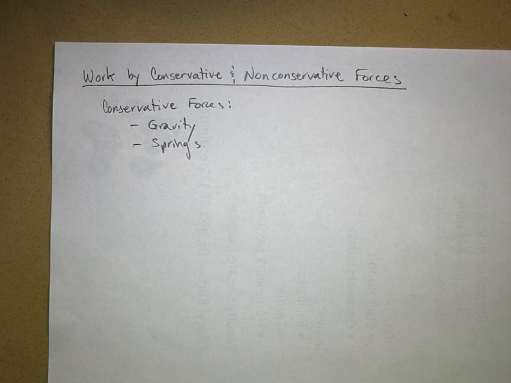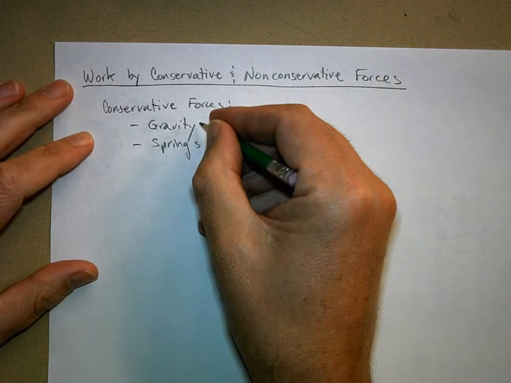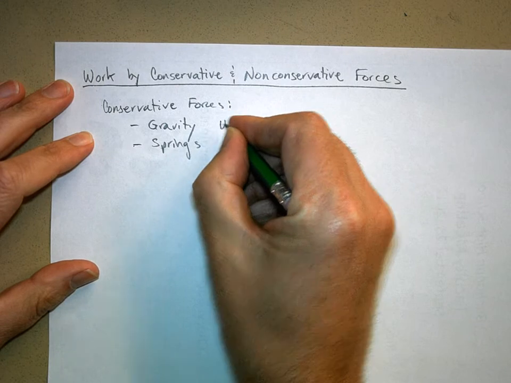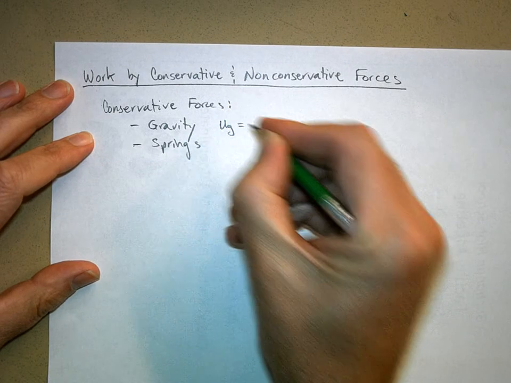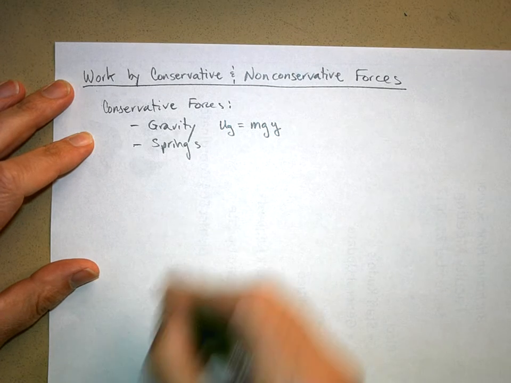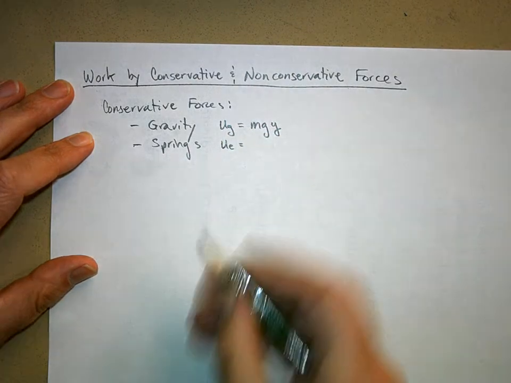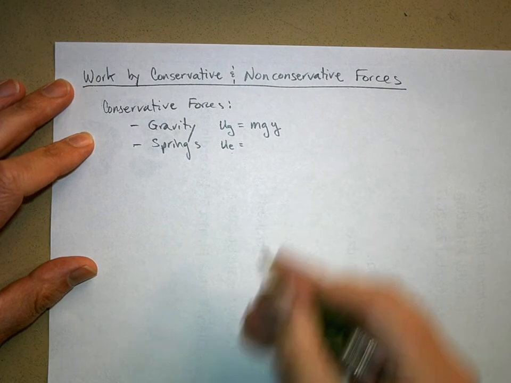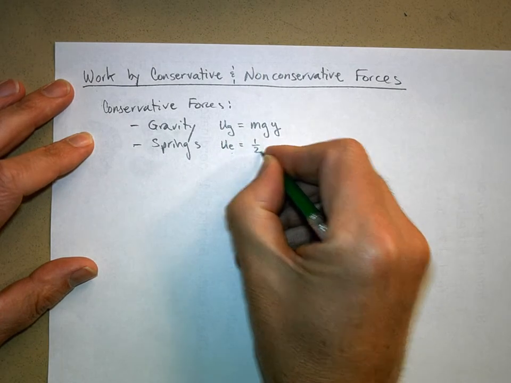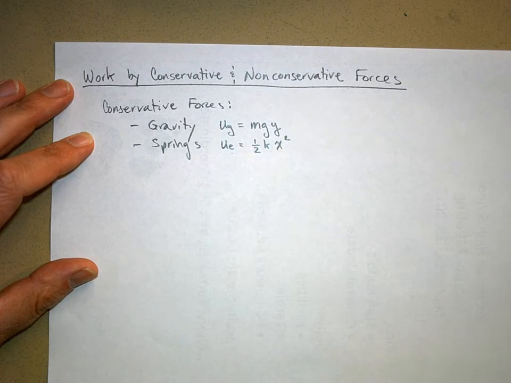Well, first of all, we have equations that describe potential energy for these two things. Like the potential energy due to gravity, U sub G, is equal to mgy, and the potential energy due to springs, the elastic potential energy, that's what that E stands for right there, is 1/2 the spring constant times my position squared.